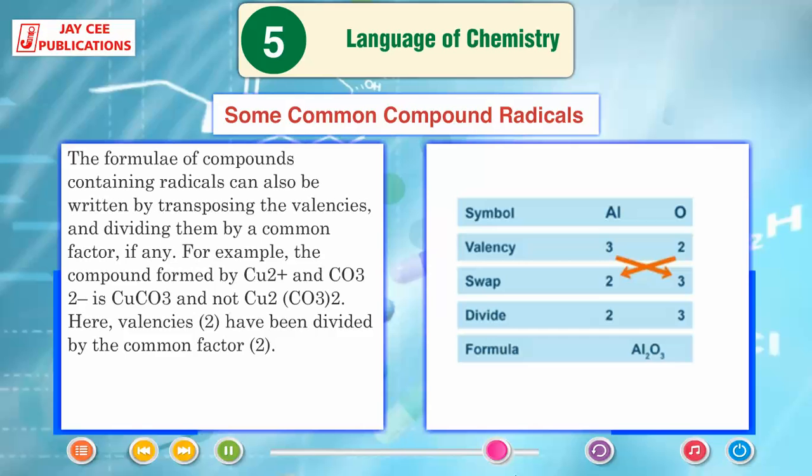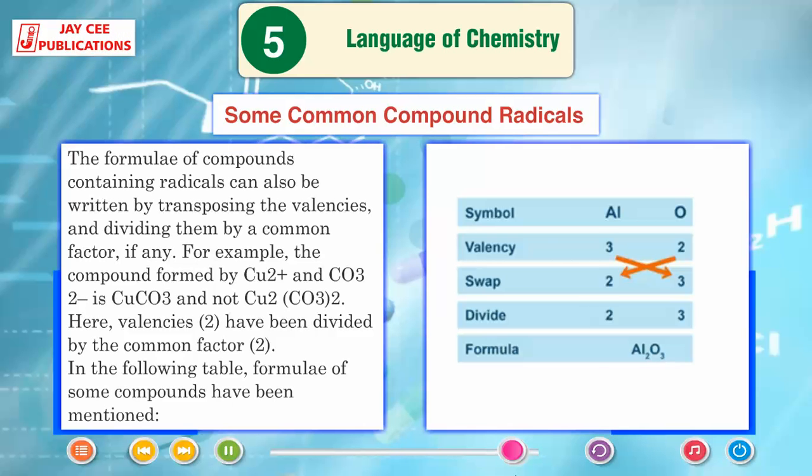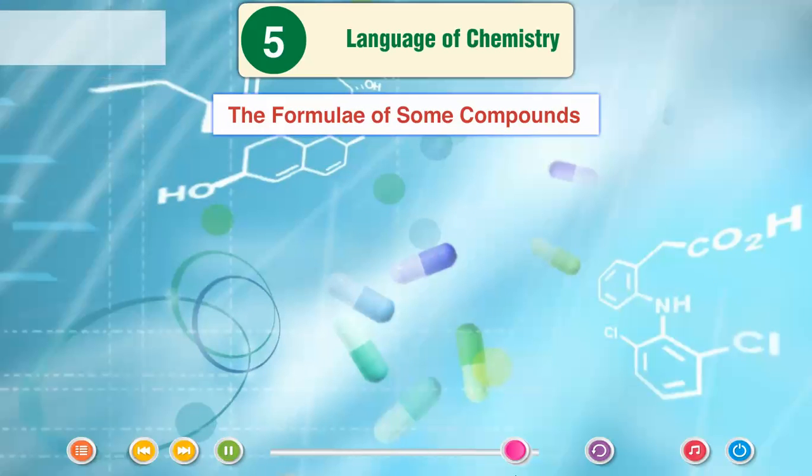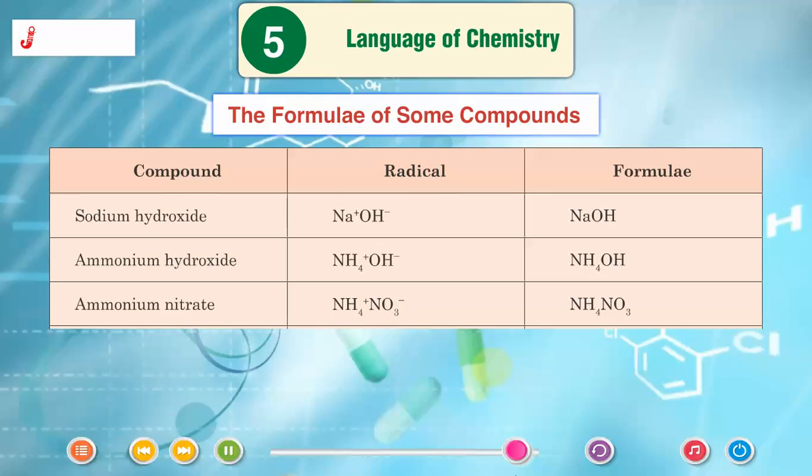The formula of compounds containing radicals can also be written by transposing the valencies and dividing them by a common factor, if any. For example, the compound formed by Cu2+ and CO3 2- is CuCO3 and not Cu2(CO3)2. Here valencies 2 have been divided by the common factor 2. In the following table, formulae of some compounds have been mentioned. The formulae of some compounds.